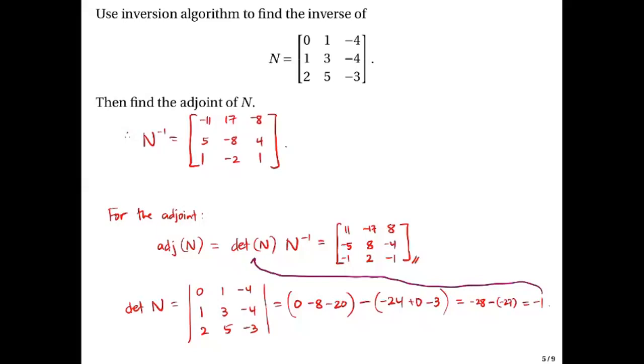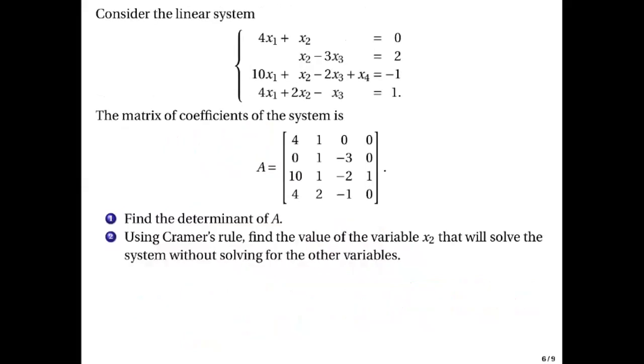Next problem. We have this. So we have a linear system given by this. In here, I wrote the matrix of coefficients. Okay? So it's this guy here. So the problem is we want to find the determinant of A. And then for number 2, we use Cramer's rule to find the value of the variable x2 that will solve the system without solving for the other variables.